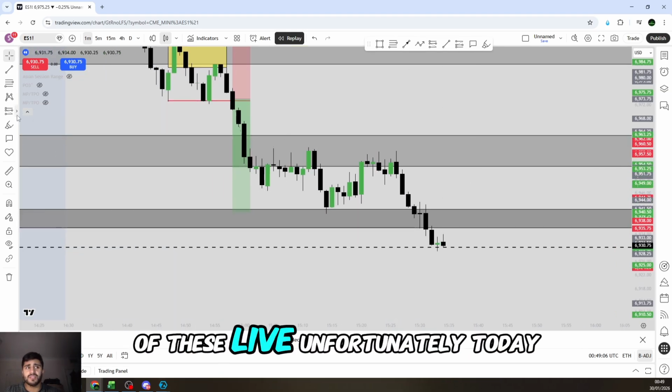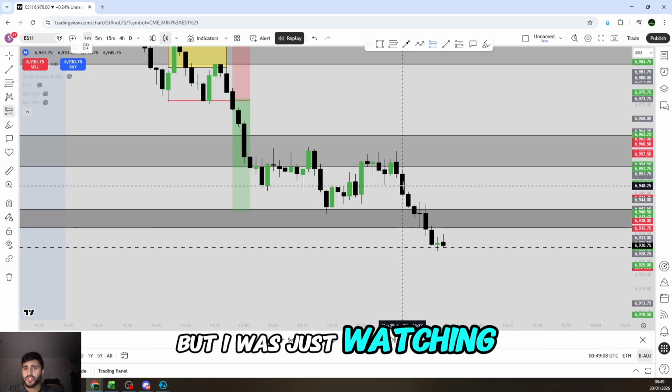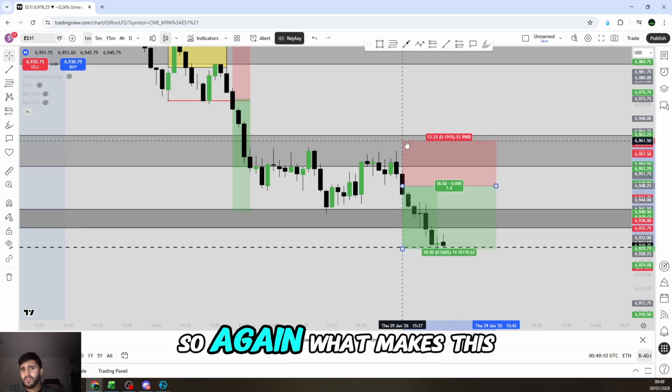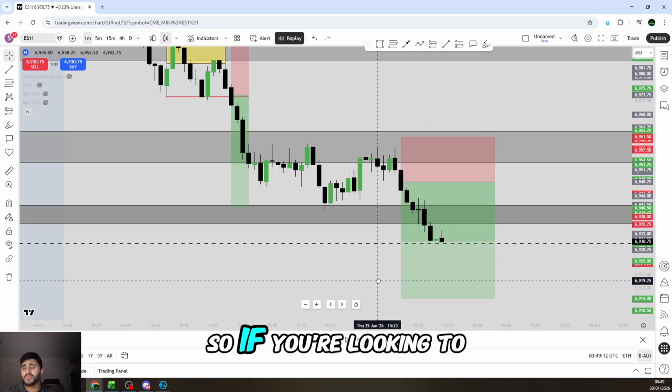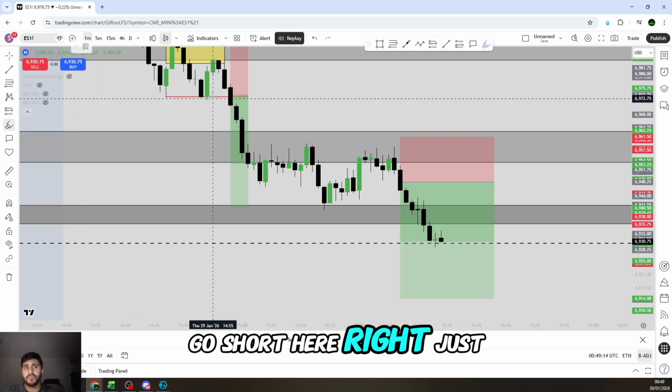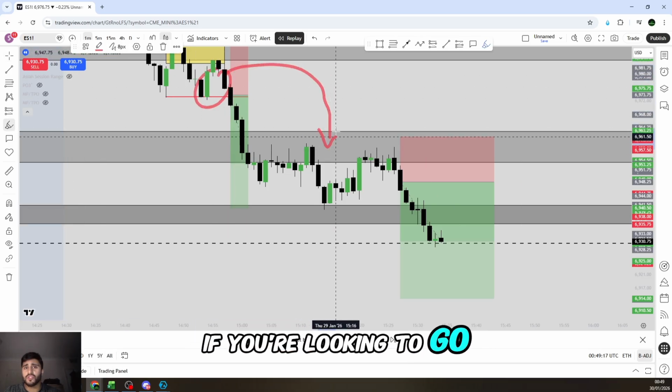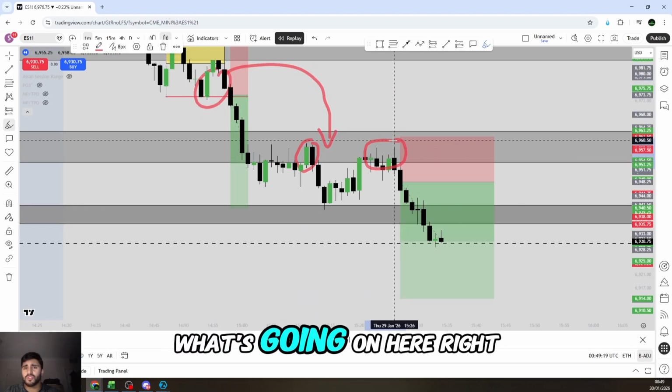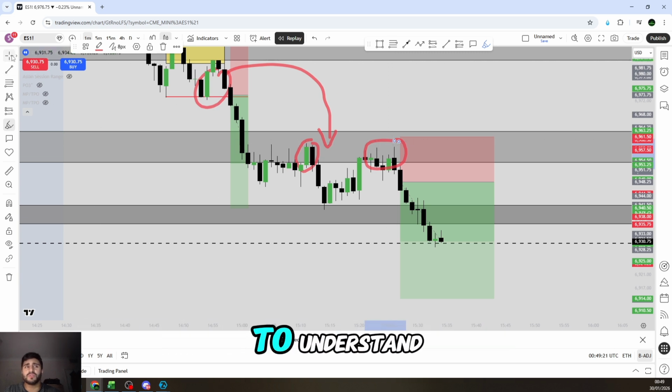So I didn't catch any of these live, unfortunately, today, but I was just watching from the sidelines. So again, what makes this key level valid, right? If you're looking to go short here, just like up here, what's going on here? That's what you need to understand.